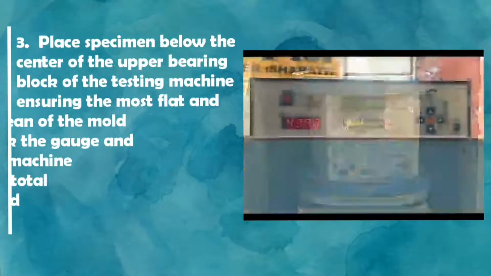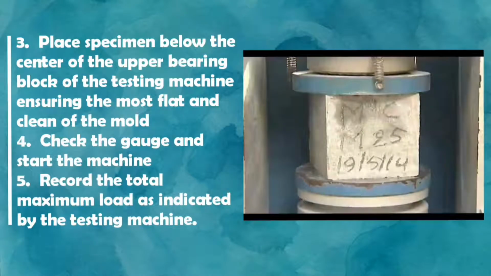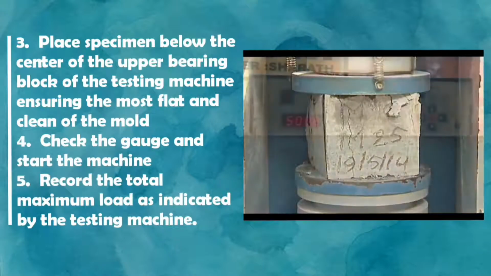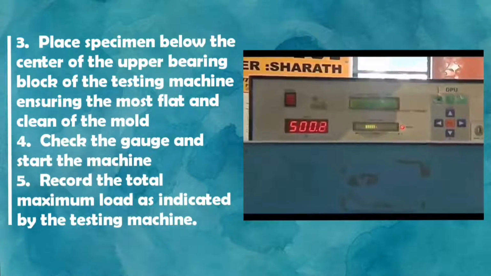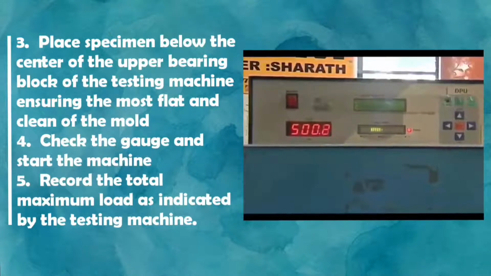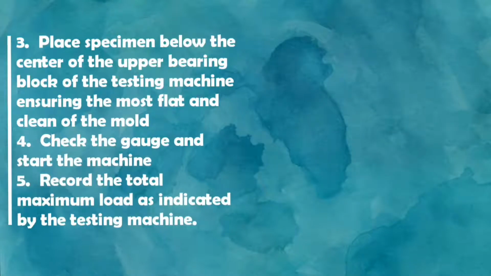After that, place the specimen below the center of the upper bearing block of the testing machine, ensuring the flat and clean surface of the mold. After that, check the gauge and start the machine. Last but not least, record the total maximum load as indicated by the testing machine.